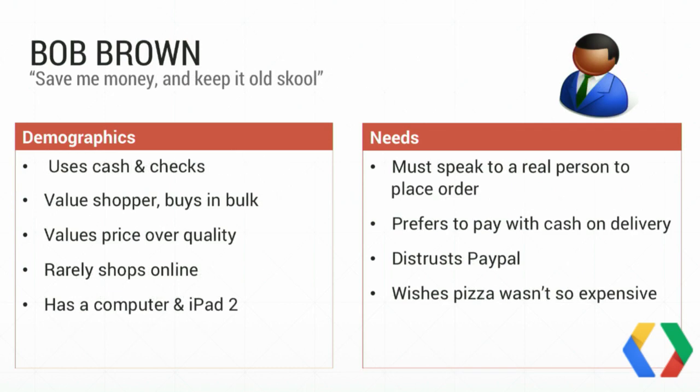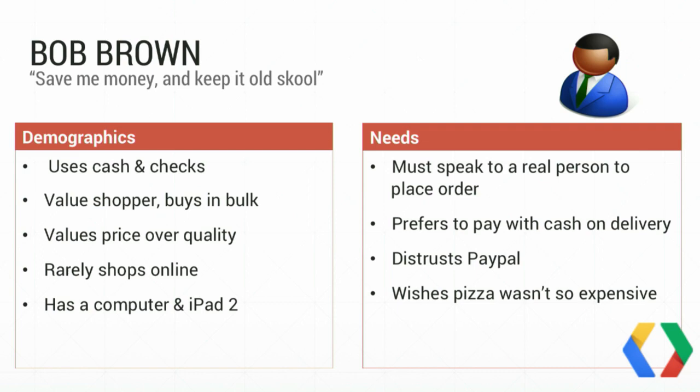We're going to go to the third persona, which is Bob Brown. So his tagline is "Save me money and keep it old school." So let's take a moment to look over his persona. So we can see that Bob prefers to pay with cash on delivery, and he rarely shops online. And he's a value shopper that wishes pizza wasn't so expensive.